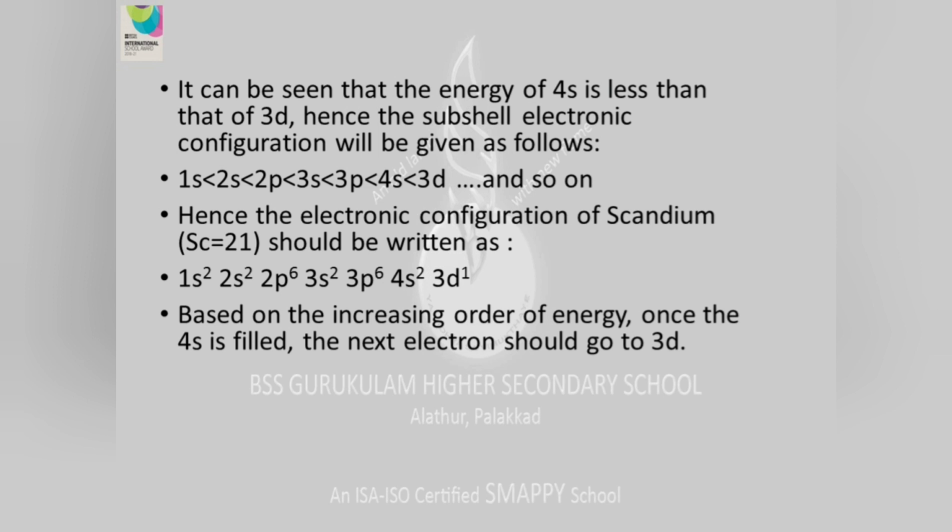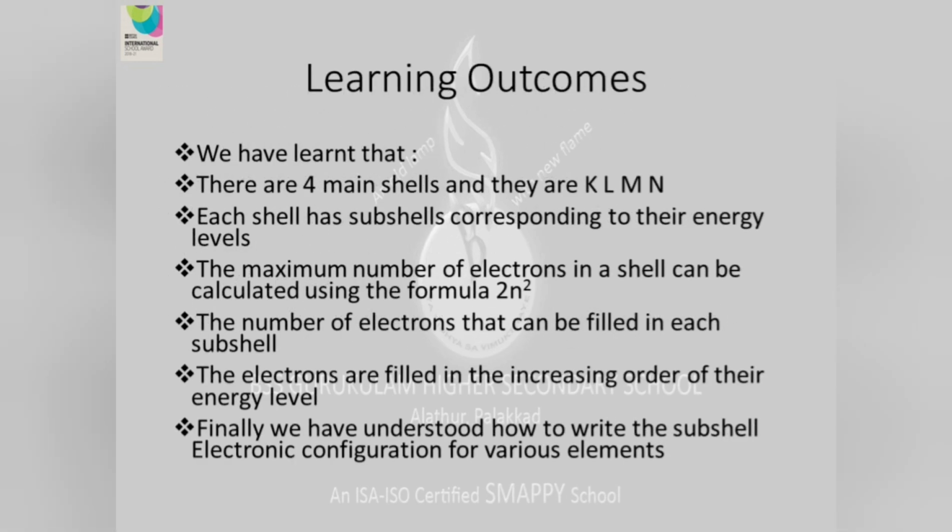So in today's class, we have learnt that there are 4 main shells K, L, M, N, with each shell having subshells corresponding to their energy levels. The maximum number of electrons that can be filled in a shell is given by the formula 2n squared. We also learnt the number of electrons that can be filled in each subshell, that electrons are filled in the increasing order of their energy level, and finally how to write the subshell electronic configuration.